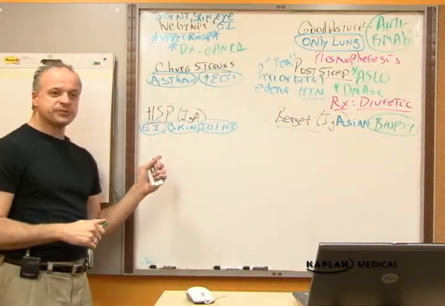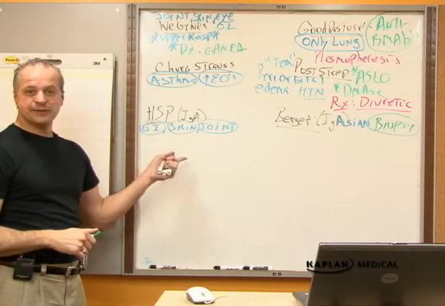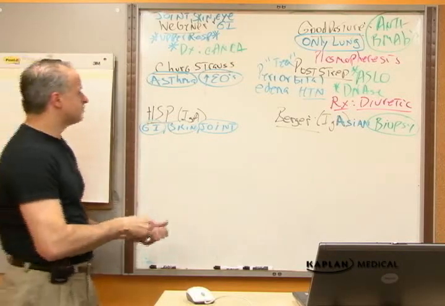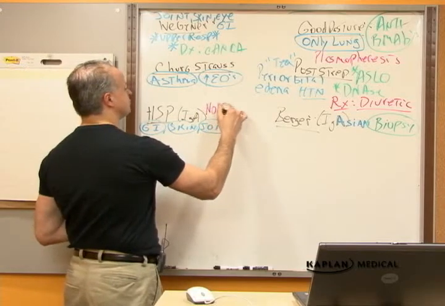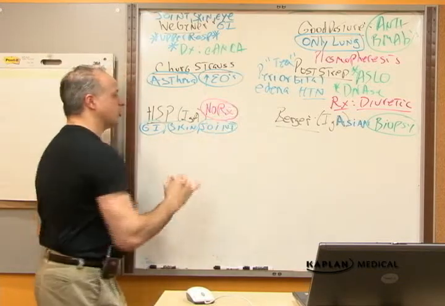Henoch-Schönlein purpura with the IgA. Biopsy? No, because why biopsy something for which there is no specific therapy and gets better on its own?